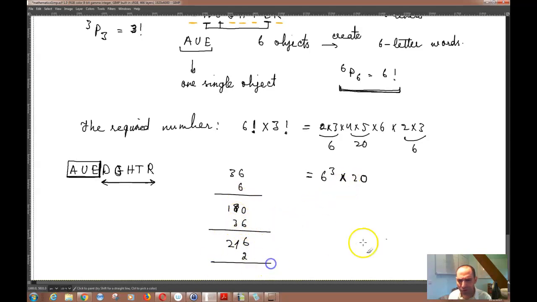216 times 2 is equal to 12, 1, 2, 3, and 4, and that's 4,000. That's 4,320.